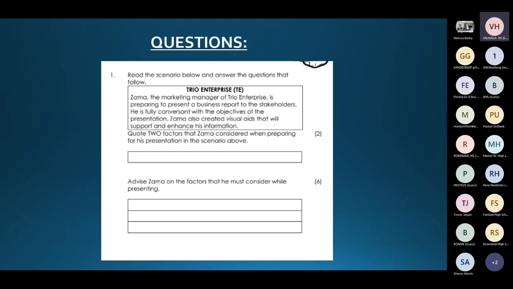So here it says, two factors that Zammer considered when preparing for his presentation. And now here you underline "when preparing". That is obviously telling you something about before. The second one is where it says, advise Zuma on the factors that he must consider while. So that is during. You underline, and then you know what to look for. Now you're going to read through it.